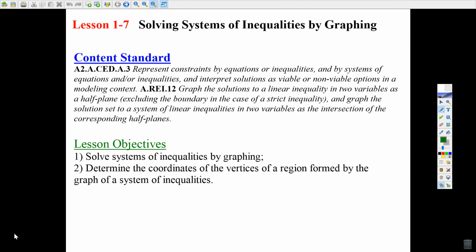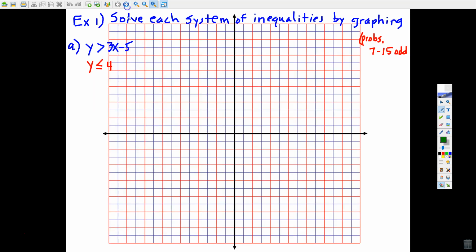In lesson 1.7, you can see that we're now solving systems of inequalities. We just left a section on solving equations using three different methods: graphing, substitution, and elimination. Well, today we're going to be graphing a system of inequalities like you see here.